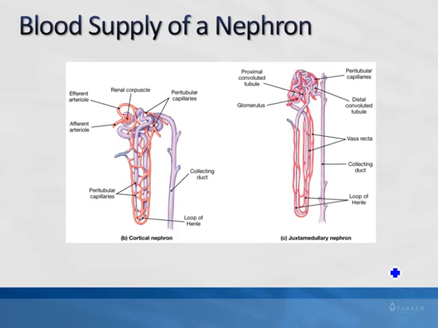Both are designed a certain way. They're both thin-walled, but there's a little difference in their structure. Remember about the glomerulus, they are fenestrated capillaries, which means what? Or tell me the three types of capillaries that you have.